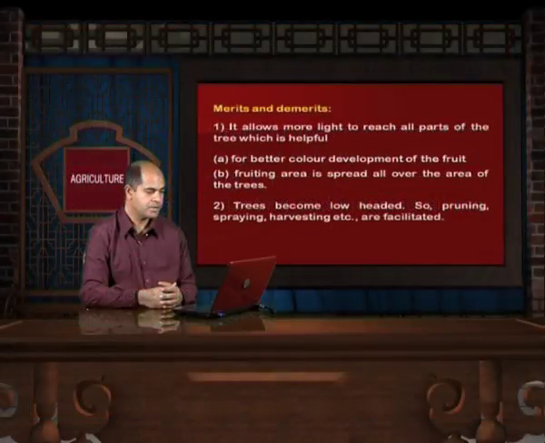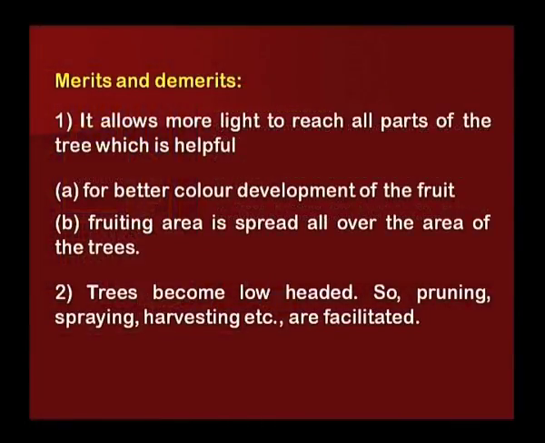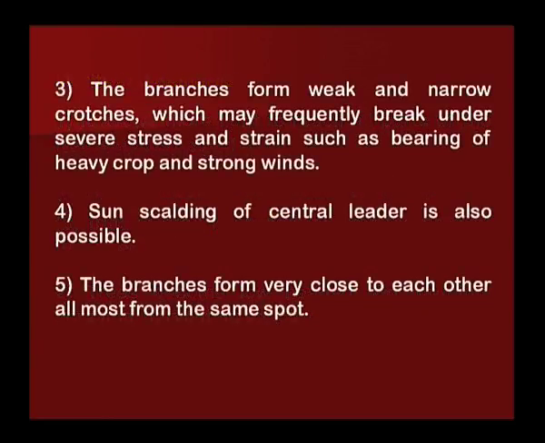Merits and demerits. It allows more light to reach all parts of the tree, which is helpful for better color development of the fruit. The fruiting area is spread all over the area of the tree. Trees become low-headed, so pruning, spraying, harvesting, etc. are facilitated.